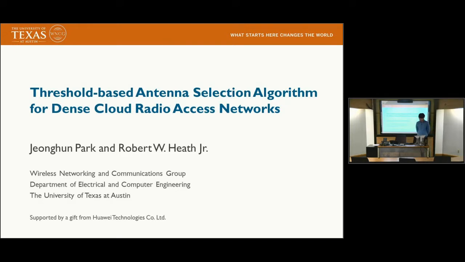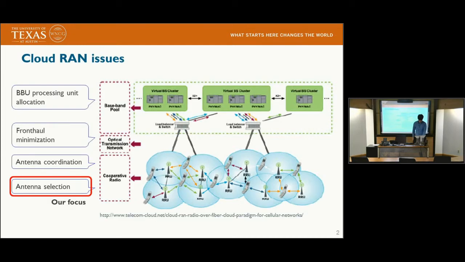In today's talk, we are going to talk about the threshold-based antenna selection algorithm for dense cloud radio access network. Cloud RAN is the network architecture featured by a separated deployment of a base station: a baseband unit and the RF unit. There are several issues in the Cloud RAN, including the BBU processing unit allocations, fronthaul minimization, or antenna coordinations. Today, we will focus on the antenna selection problem in Cloud RAN.